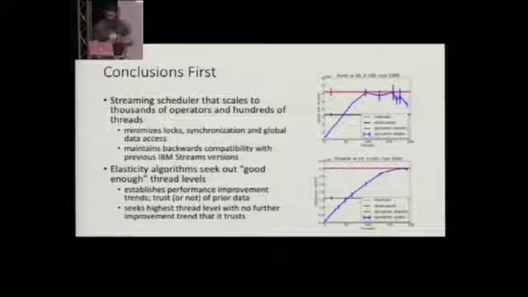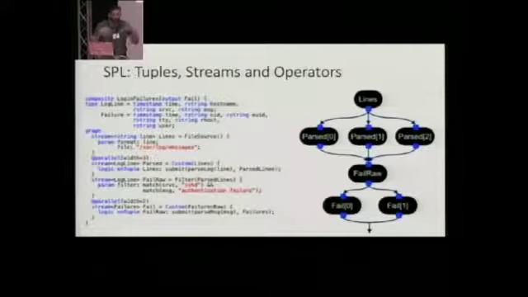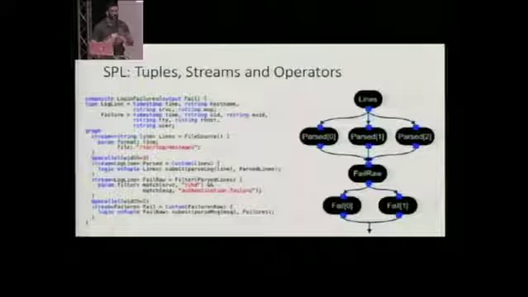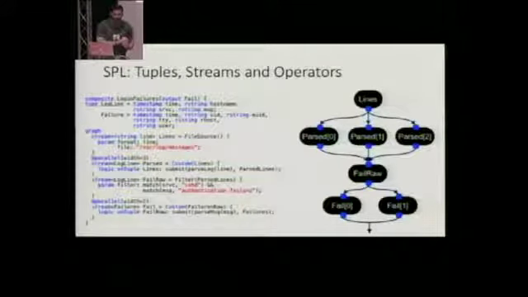Okay, so to actually get into what we did and give a little more background, we're working with a streaming language. This is an asynchronous data flow language that we call SPL, for stream processing language. The three main abstractions in this language are tuples, streams, and operators. So I'm going to walk through the code a little bit here, so you have a feel for the language and a feel for the programming model.